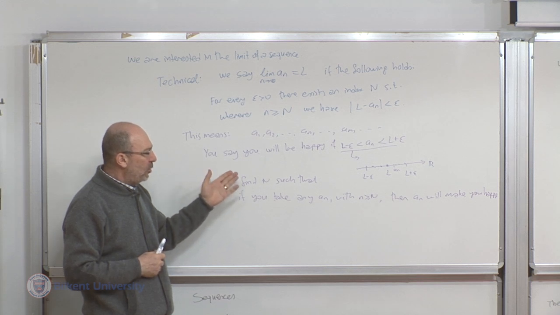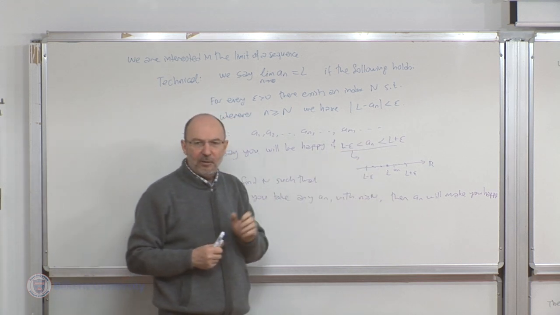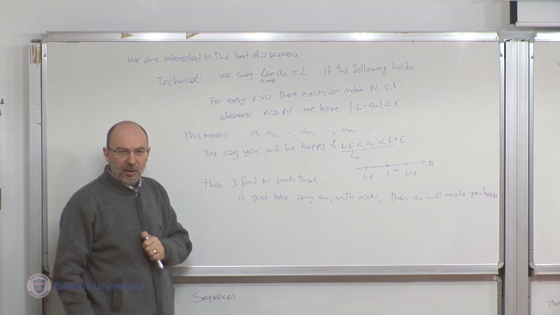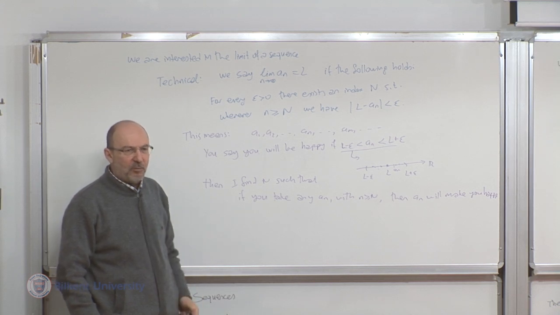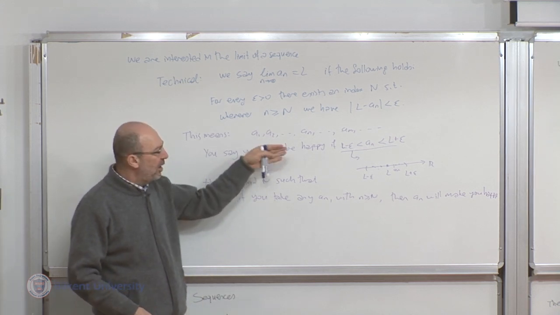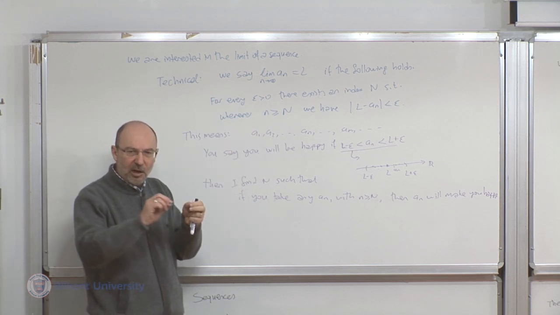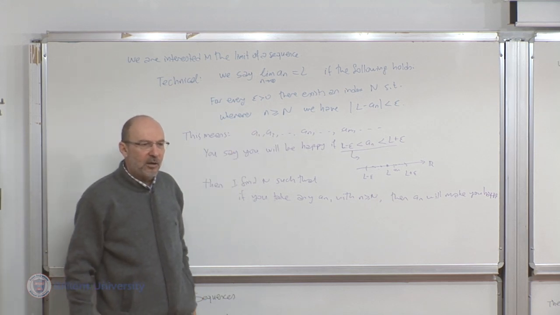Most of the time, in most sequences, an never sees L. It can never be exactly L. If it's sometimes L, it's easy. We say the sequence collapses and it becomes constantly L, then everybody knows that the limit is L.